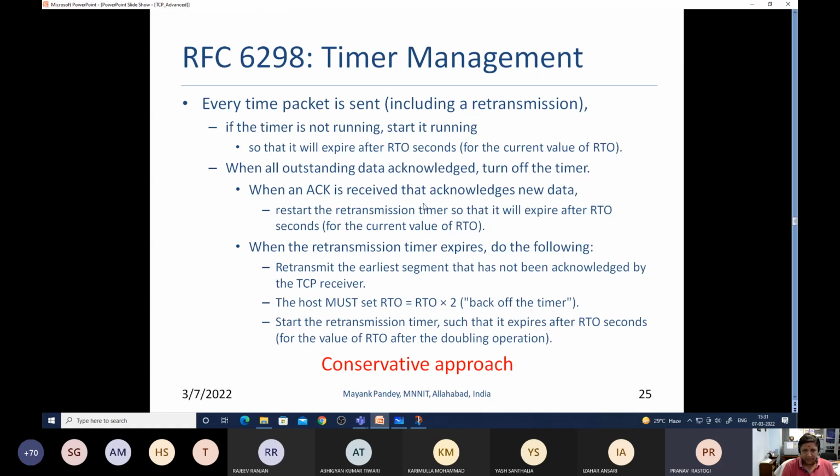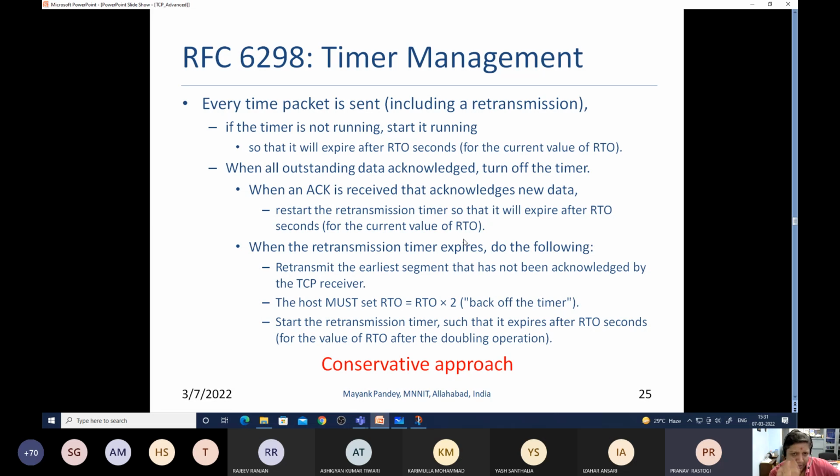When an acknowledgement is received that acknowledges new data, restart the transmission timer so that it will expire after RTO seconds for the current value of RTO. When the retransmission timer expires, retransmit the earliest segment that has not been acknowledged by the TCP receiver.